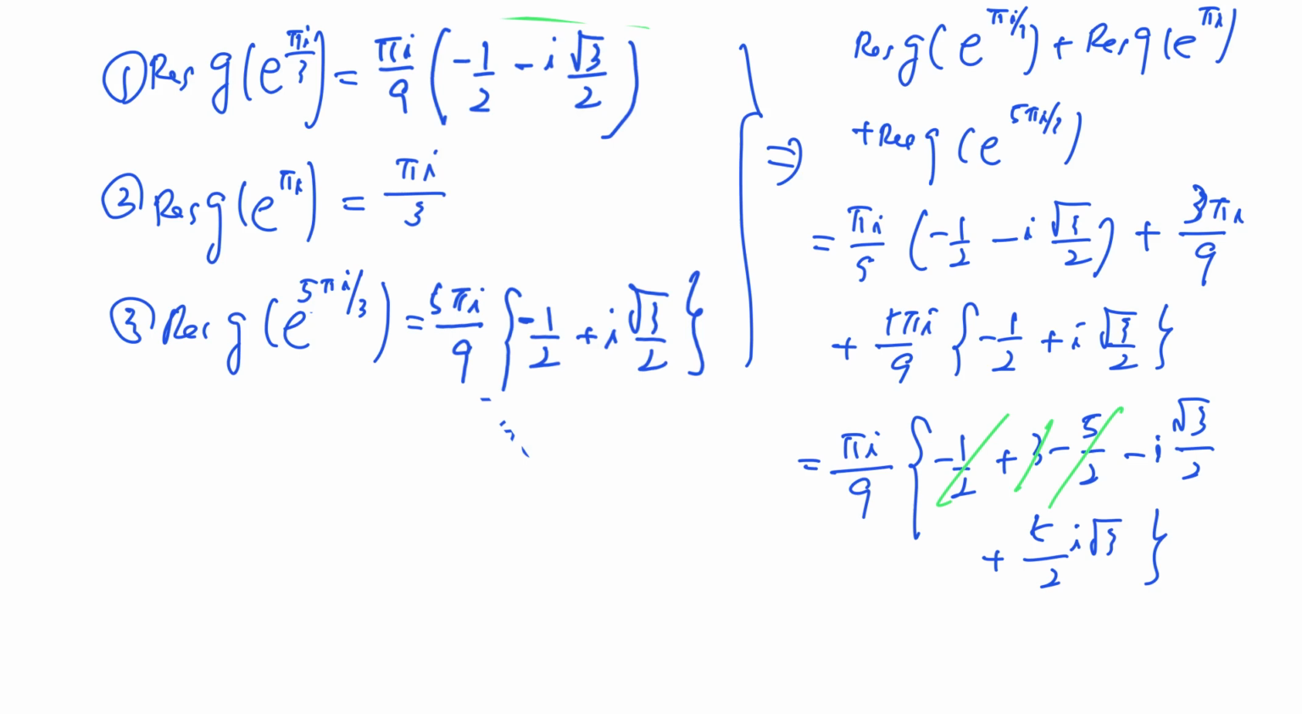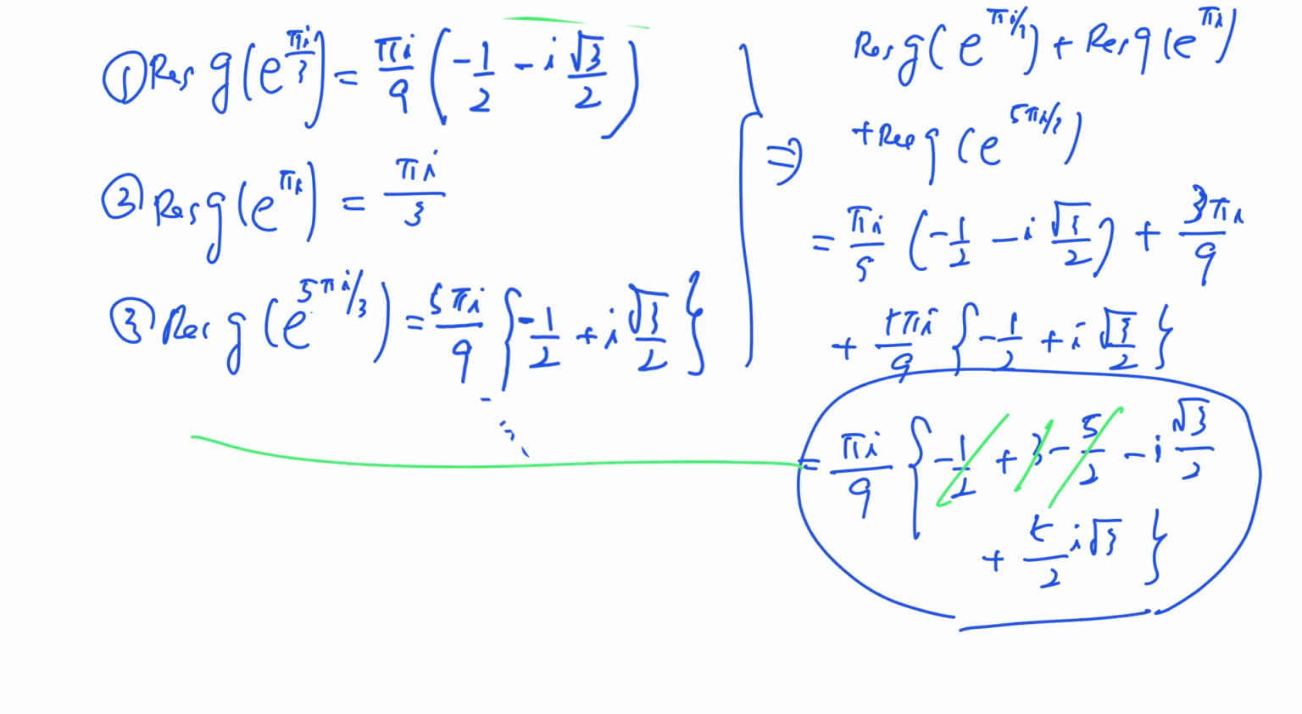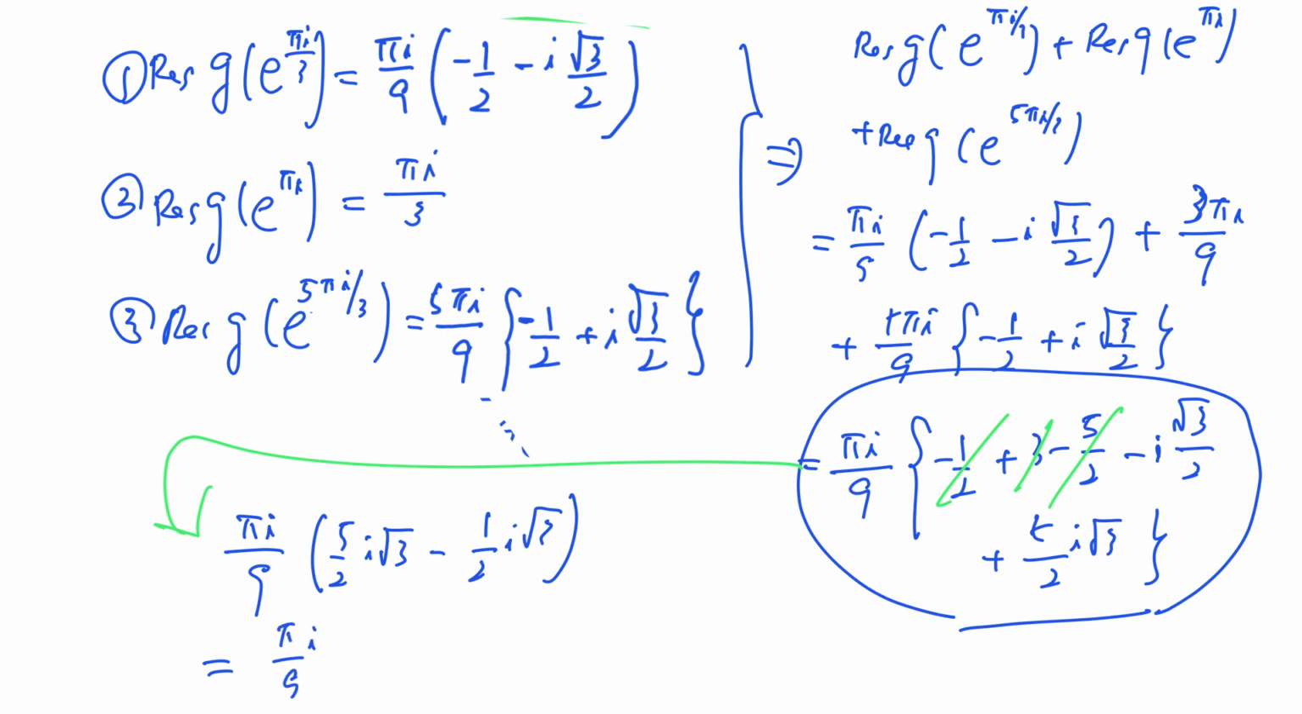So it becomes pi I over 9, 2 over 5 I root 2 3 minus 1 I root 2 3 is 9 pi I 2 over 4 I root 2 3, which is minus 9 over 2 root 3 pi.